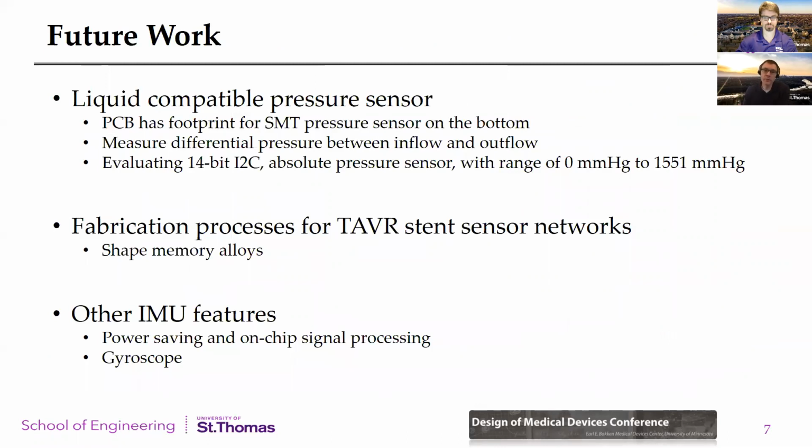And then finally, some future work. The backside of our board includes a liquid compatible pressure sensor, and then also developing the processes for fabricating these sensor networks and investigating IMU features.